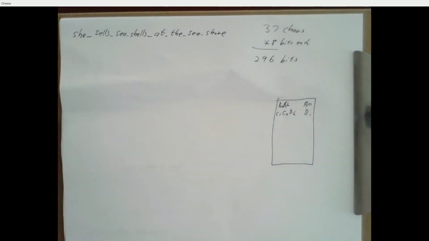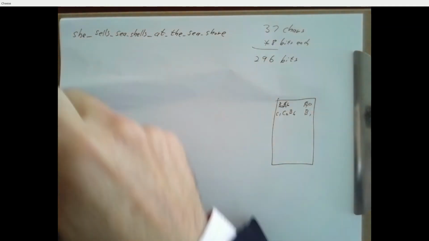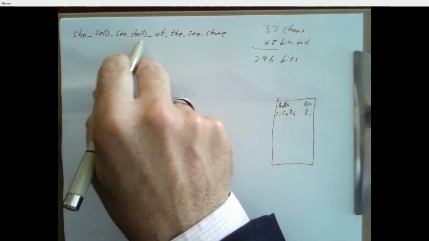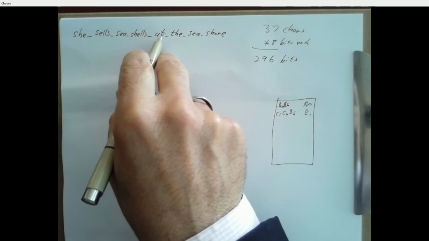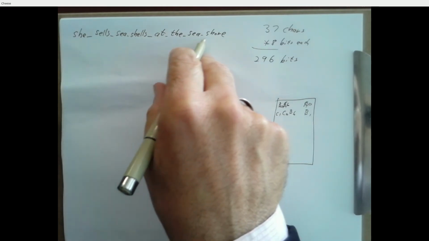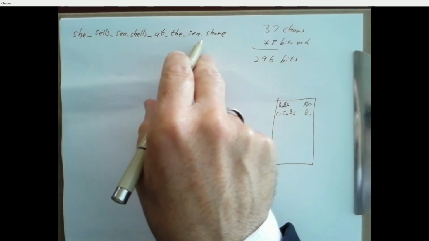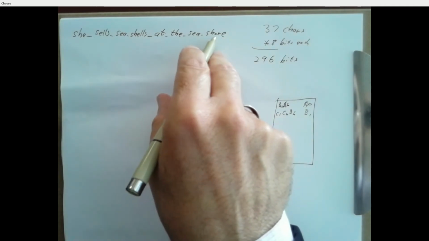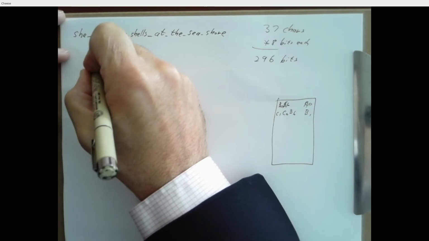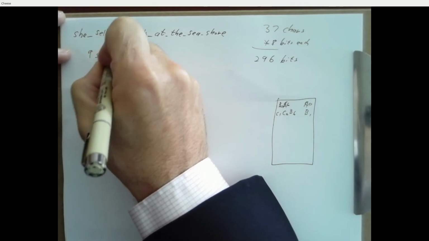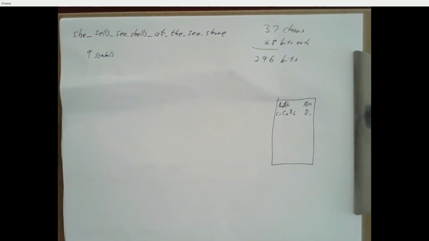Another option: how many unique symbols do we have in here? We've got S, H, E, space, L, A, T. And I believe there are 2 more somewhere. Oh, there's an O and there's an R. So we've got 9 symbols. Well, how many bits do we actually need to differentiate 9 symbols from one another?